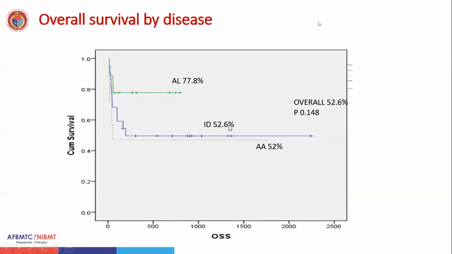So this graph shows the overall survival of our patients. Acute leukemia, 77.8%. 2 patients died, 1 MDS patient due to TRM 14 days post-transplant before engraftment, and 1 patient with acute leukemia who had successfully engrafted but died because of COVID. For immunodeficiencies, the results are not as good as for aplastic anemia, with an overall survival of 52.6%. Graft rejection was a major problem in both these groups.